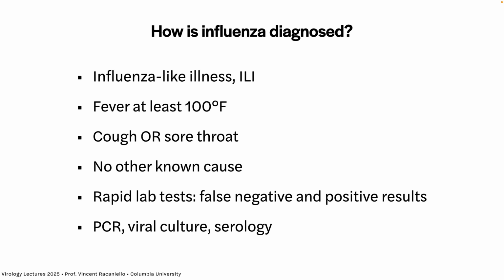There are rapid antigen tests, but they're not great. They have a lot of false negative and positive results. The best is PCR, which takes more time, or viral culture and serology. So if you go to a healthcare provider here at the university, they will see you have fever, cough or sore throat. They'll just give you a prescription for a flu antiviral. Otherwise, they could do a rapid antigen test.